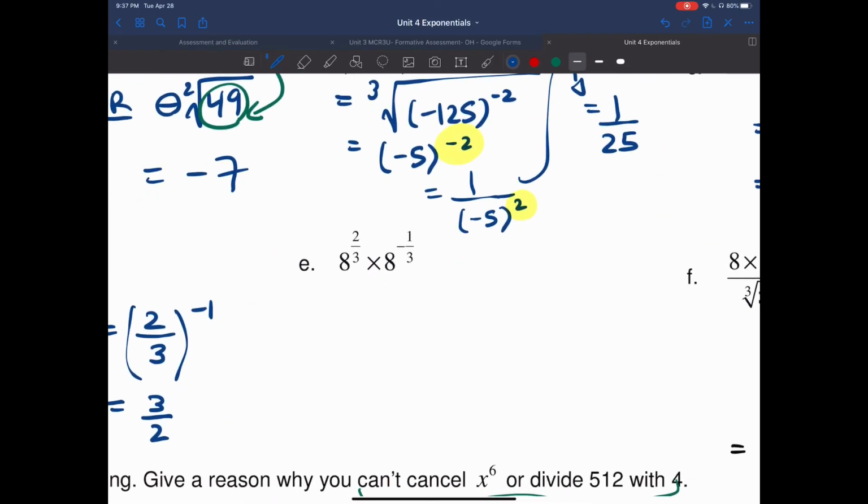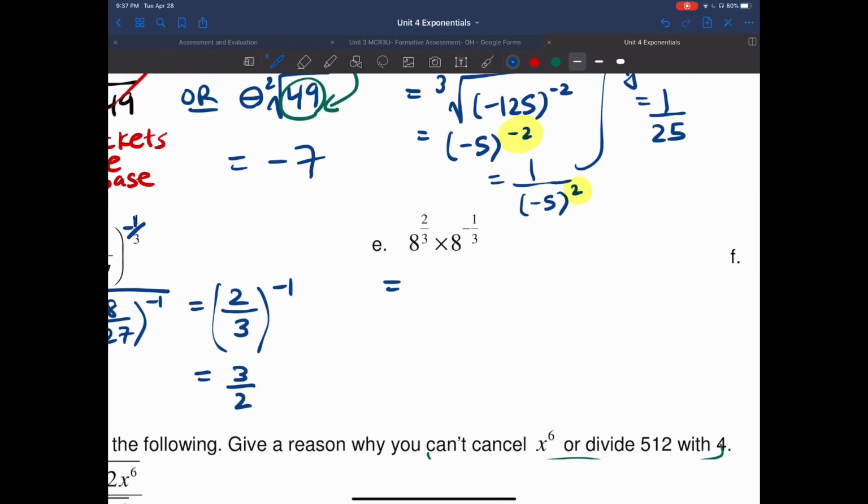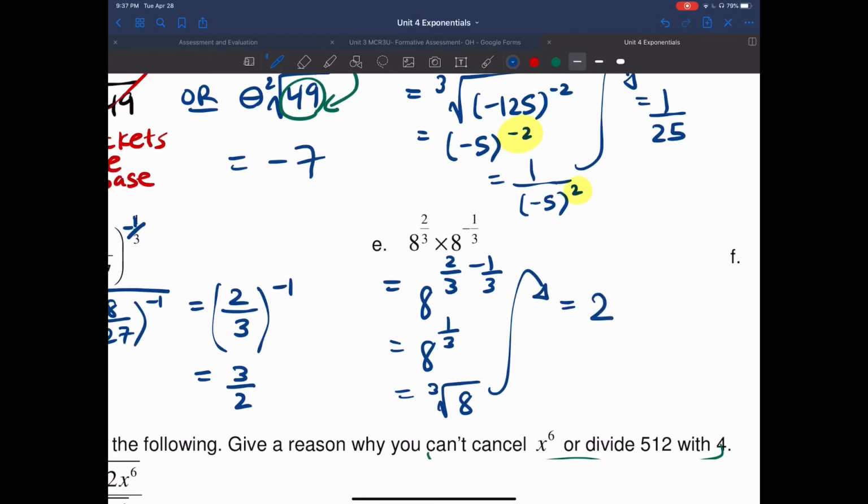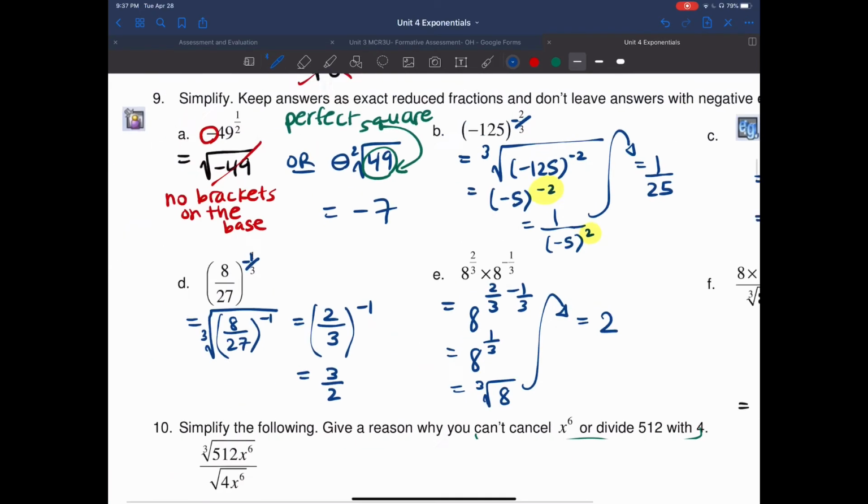Part E. So for question E, according to my product rule, I'm going to keep the base and then add the exponents. And this is what I get. Well, that is simply going to equal 8 to the exponent 1 over 3. But keep in mind, I can rewrite that as the cube root of 8. And with that kind of question, I know that the answer is 2 because 2 times 2 times 2 equals 8.